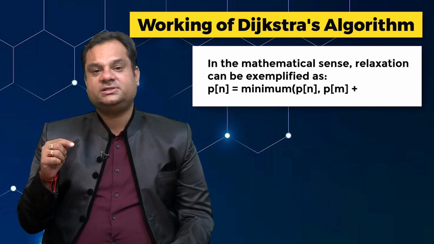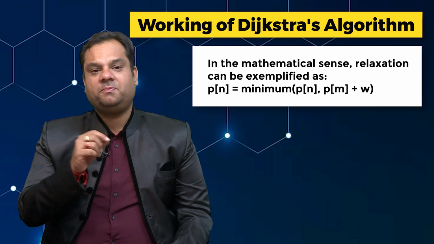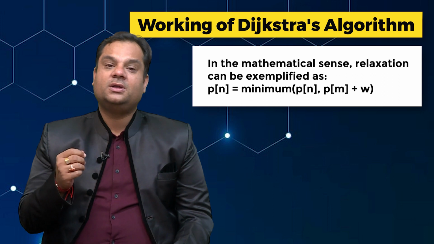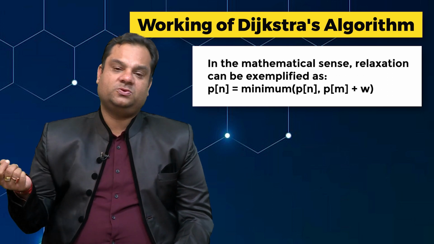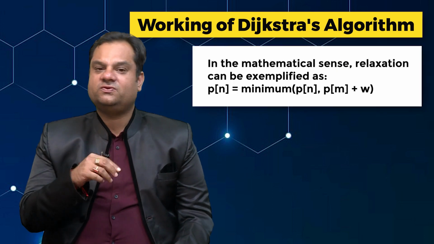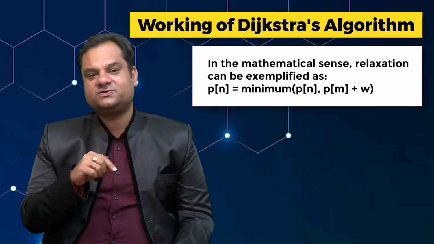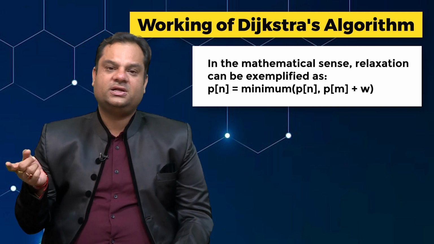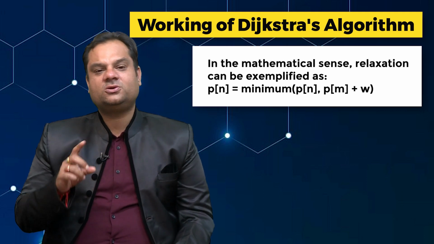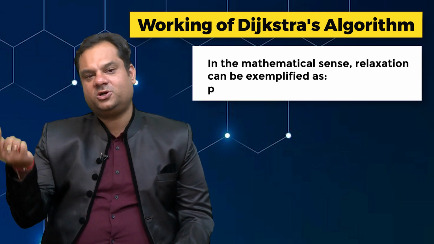In mathematical terms, relaxation can be expressed as P of n equals the minimum of P of n, comma, P of m plus W. Whichever is less, we select that one. If the previous one is less, we go for that one. If the new one is less compared to the previous value, we go for the new value, that is P of m plus the edge weight. So it completely depends on the cost. Whichever has the lesser value, we go for that particular path.